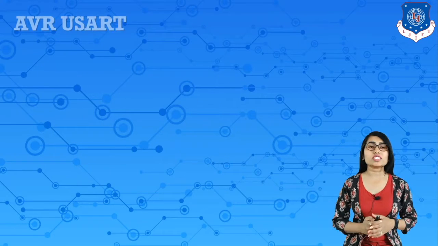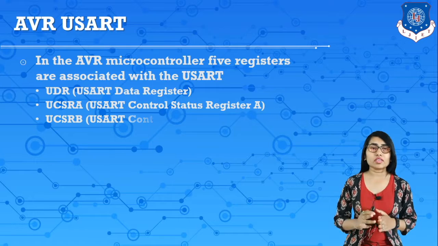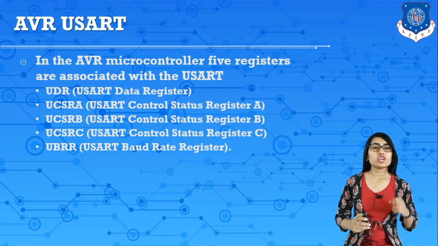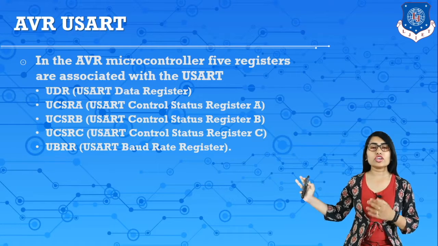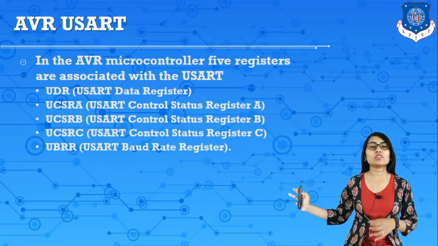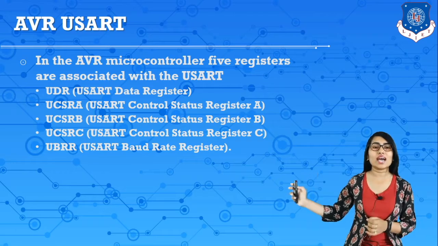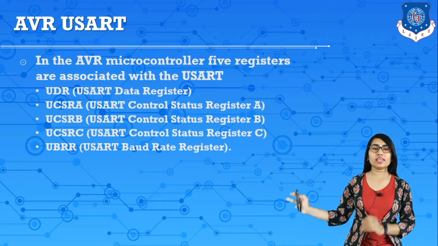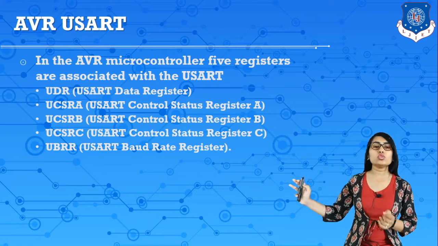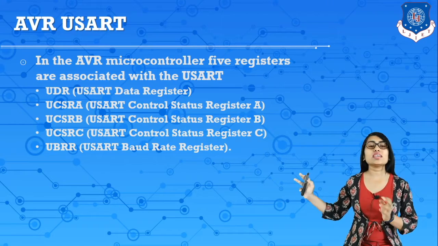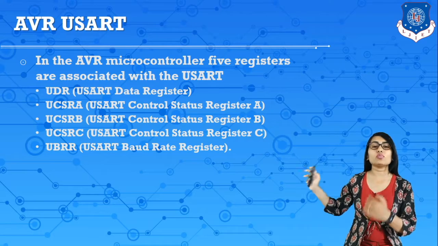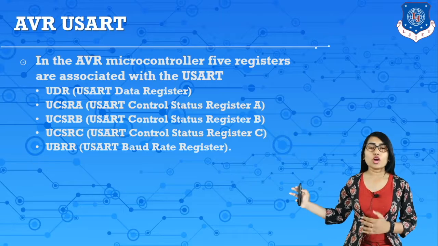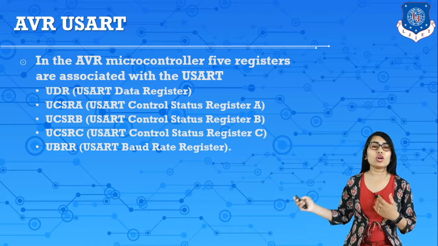This AVR USART has 5 registers associated with it in the AVR microcontroller. First is UDR, that is USART data register, then UCSRA, UCSRB, UCSRC, that is USART control status register A, B, C, and UBRR, USART baud rate register. Now let's discuss all these 5 registers.